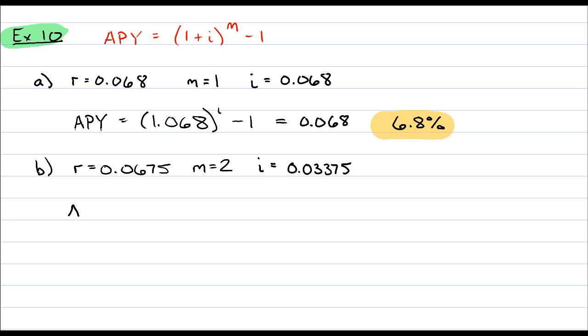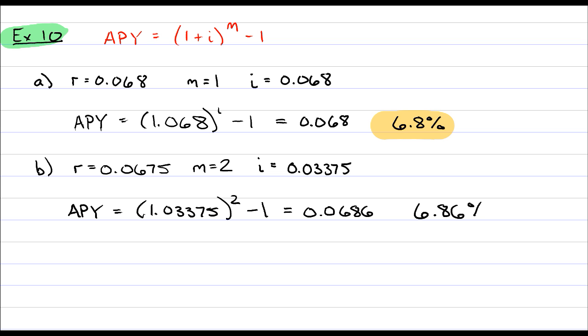And my APY then is 1.03375 raised to m, minus 1. And if you go through and calculate that, you get 0.0686, or as a percent, rounded to 2 decimal places, I get 6.86%. That is the APY here.